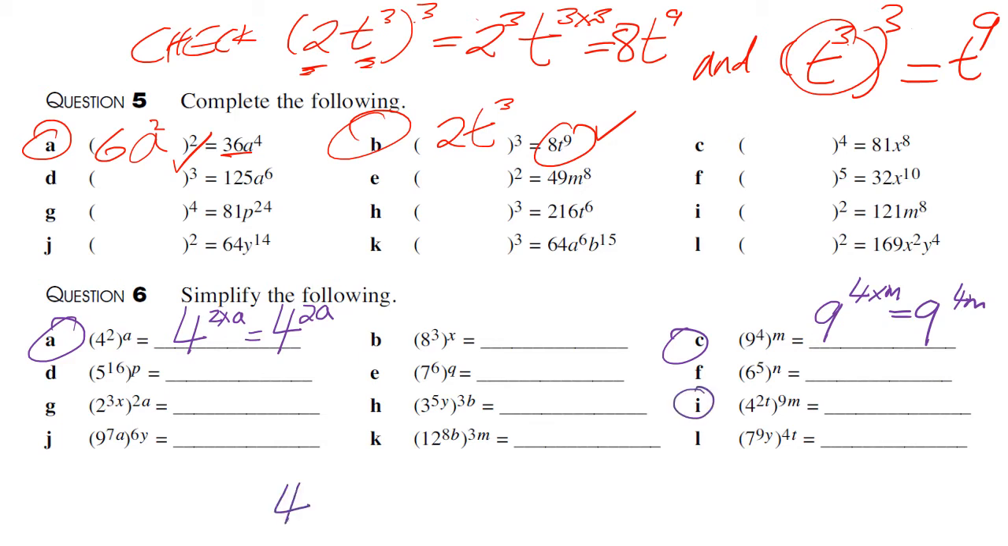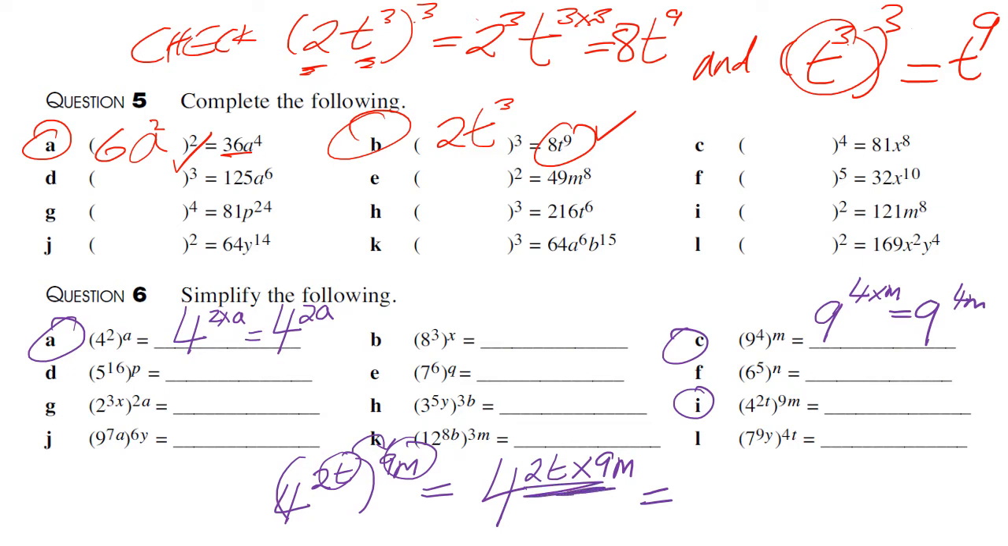So 4 to the power of 2t, and then to the power of 9m. What does that equal? That equals 4. You have to multiply the powers together, right? So 4 to the power of 2t times 9m. What does that whole chunk mean? Well, that means 4 to the power of 2 times t times 9 times m.